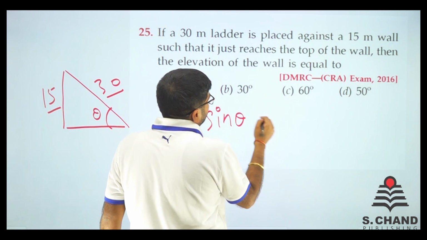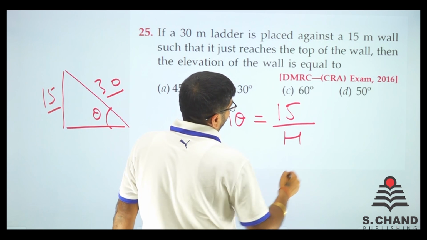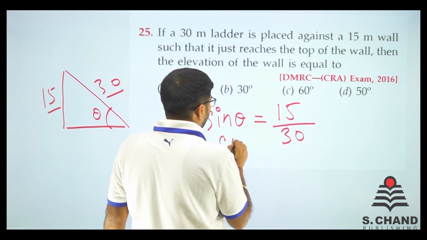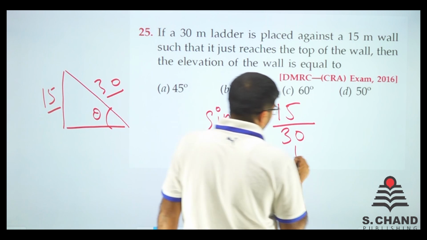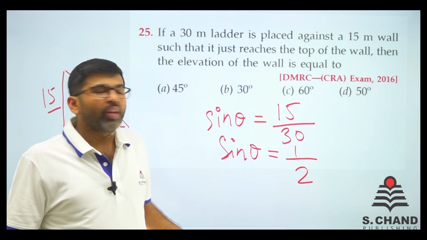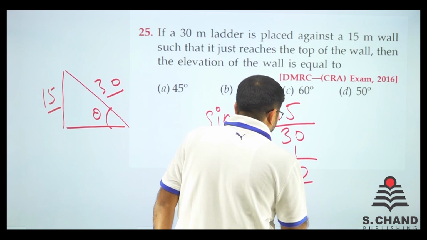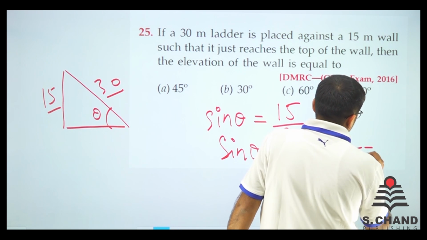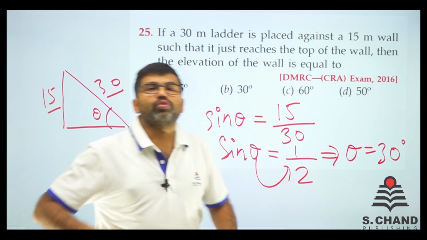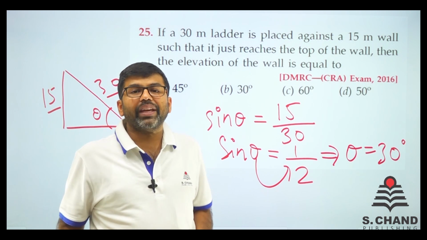So we have sine theta equal to Pandit is 15 and Har, that is hypotenuse, is 30. So sine theta is 1 by 2, do I need to tell you what exactly it is? It is just sine 30 degree. So theta is equal to 30 degree. Sometimes a question looks very tough, but when you solve it, it just gets solved in a quick time.